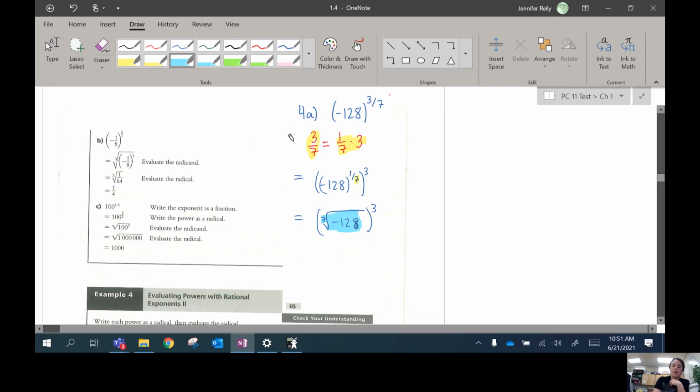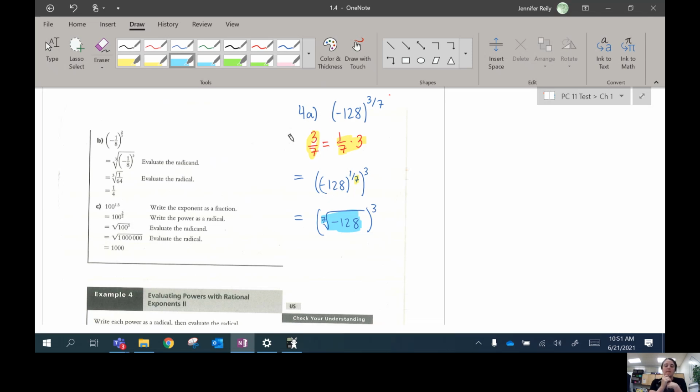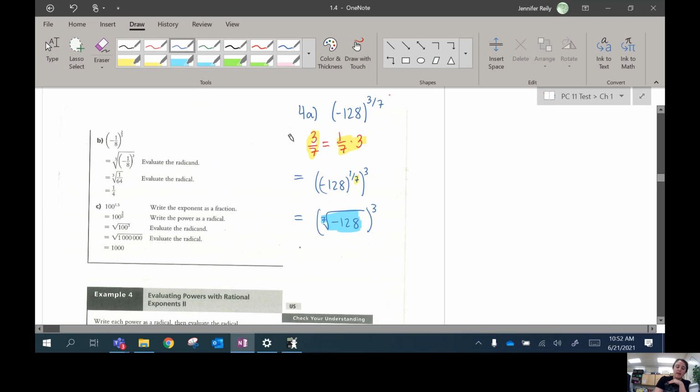So the 7th root of negative 128, we need to ask ourselves, what do I need to multiply 7 times to make it to negative 128? So the answer to that would be negative 2. You can try it on your calculator. If you multiply 7 2's together, you get 128. So this would be negative 2 to the power of 3. And that's just negative 2 multiplied 3 times, you get negative 8. So something that looks quite complicated, you can actually do without a calculator.